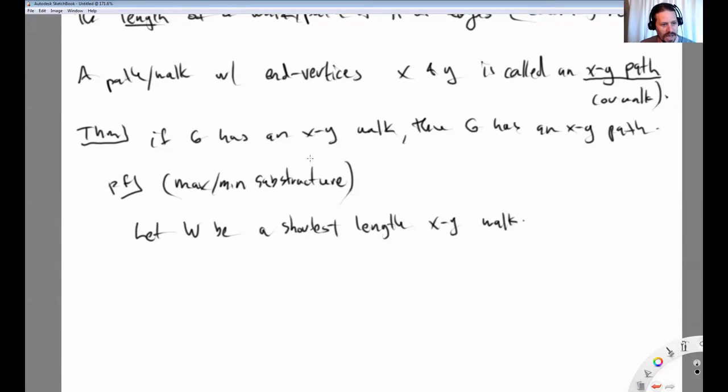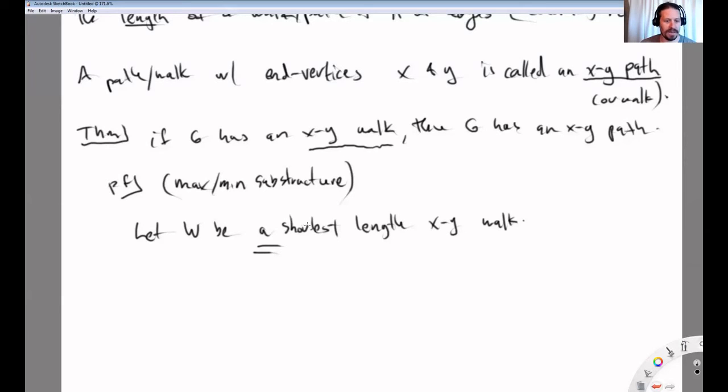A couple of things to emphasize here. We're given that G has an XY walk, right? That means that there might be many of them. We'll talk about that later. There could be many ways of getting from X to Y, but among all those walks, there do exist some of the shortest length. For each one, you can compute how long it is, and the shortest ones exist. Very important: I said A here, not THE. I don't know that there's a unique shortest. There may be multiple shortest ones, but there certainly is one.